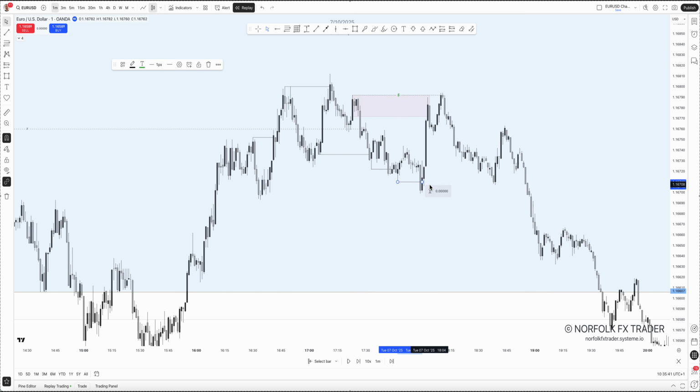So if you continue to read this structure on this time frame, we're bearish at this point. And then we went back bullish here. Let me just use one of these lines.